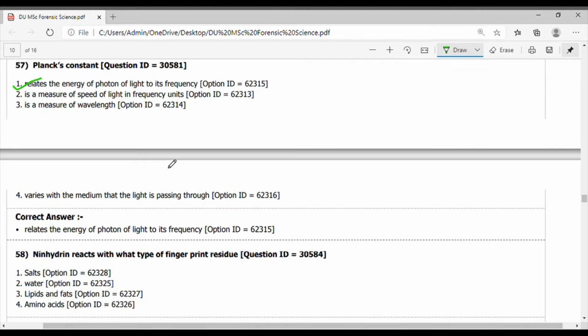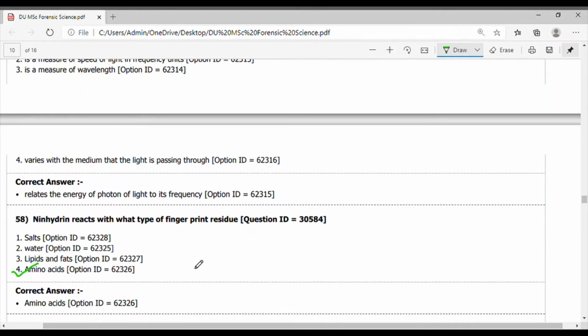And the next question 58: ninhydrin reacts with what type of fingerprint residue? Ninhydrin reacts with the amino acids. Okay, in the last video I asked a question: ninhydrin reacts with which amino acid, and if it reacts with proline, what type of color does it give? The answer is yellow color. Otherwise it gives violet color with all the other amino acids.